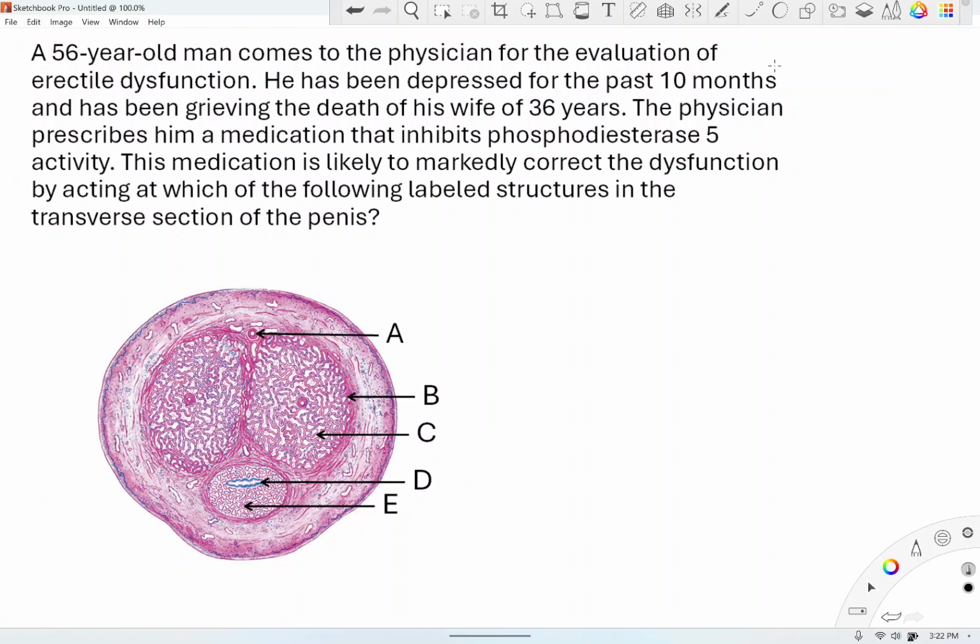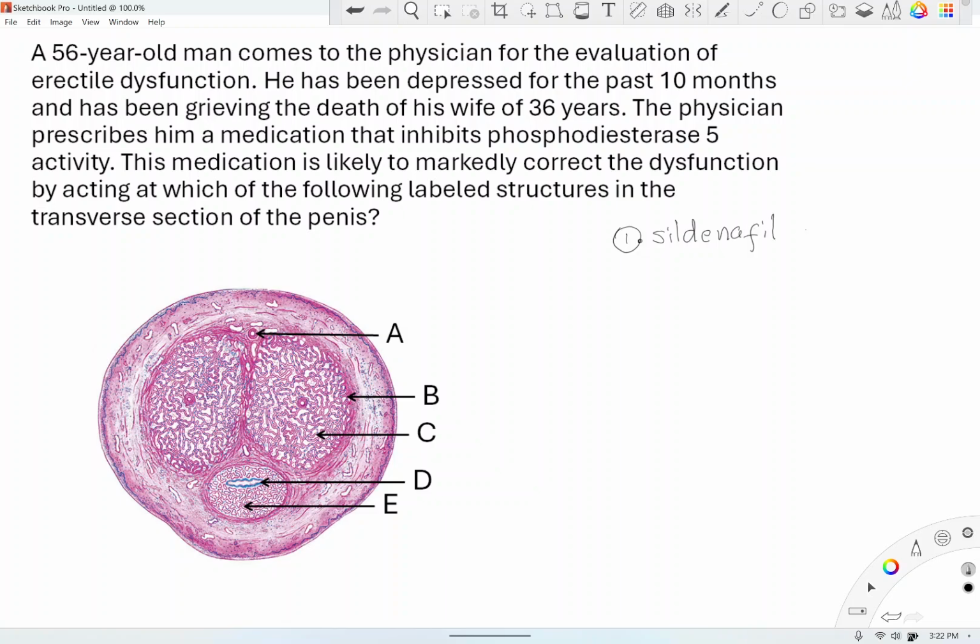What they're asking is, the physician gives this patient a phosphodiesterase inhibitor, which is Viagra or sildenafil. How does it act? And on which structure in this picture does it act? So in this question, there are two things we need to talk about. Number one, there is a drug, sildenafil. This drug on the market is called Viagra. In different countries, it might be called a different name.